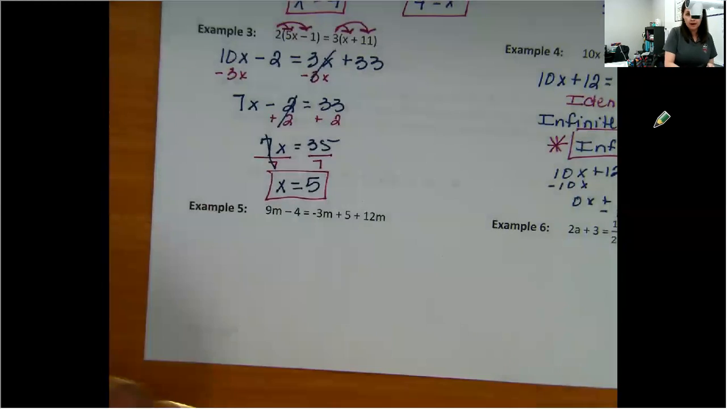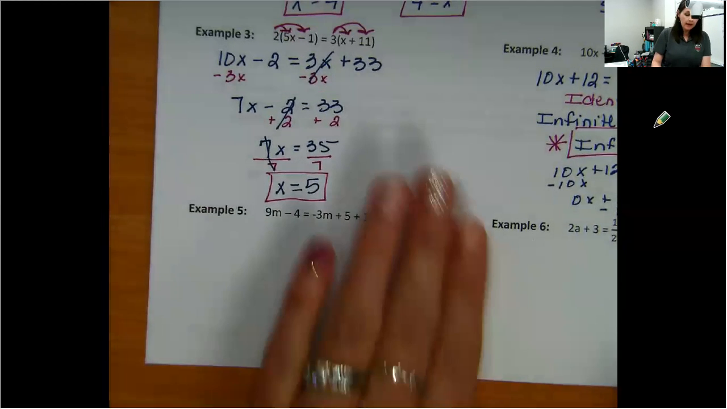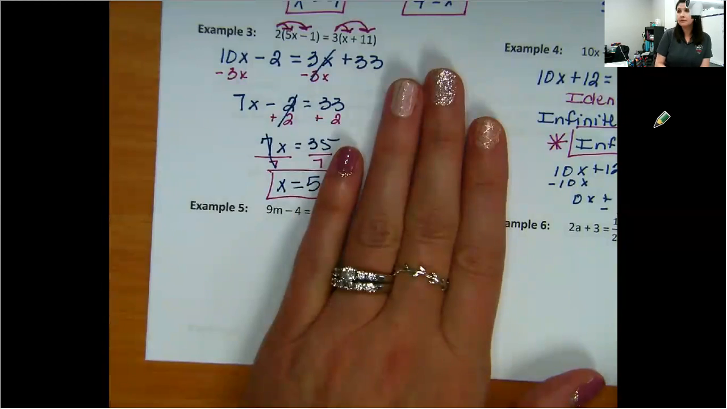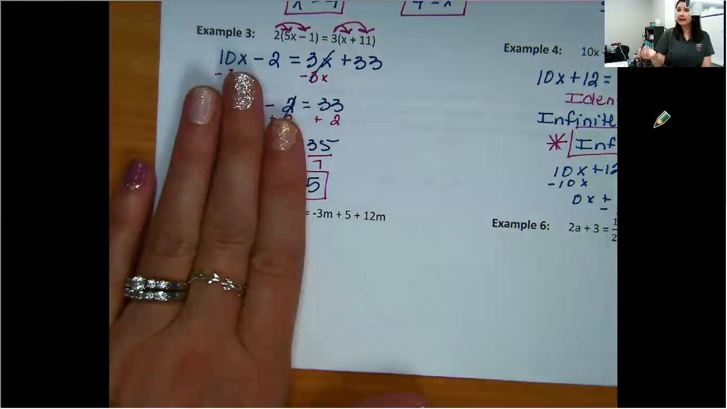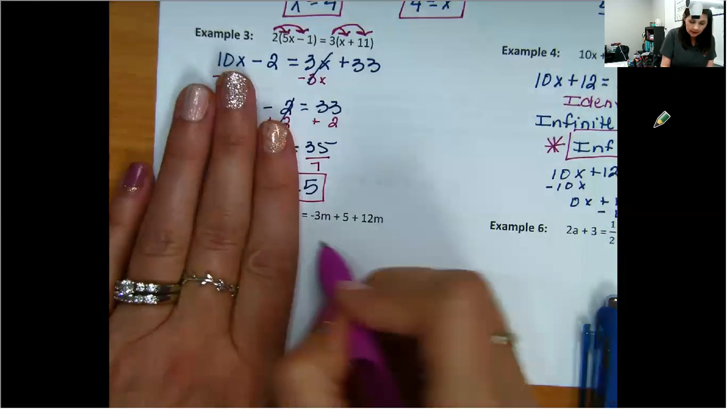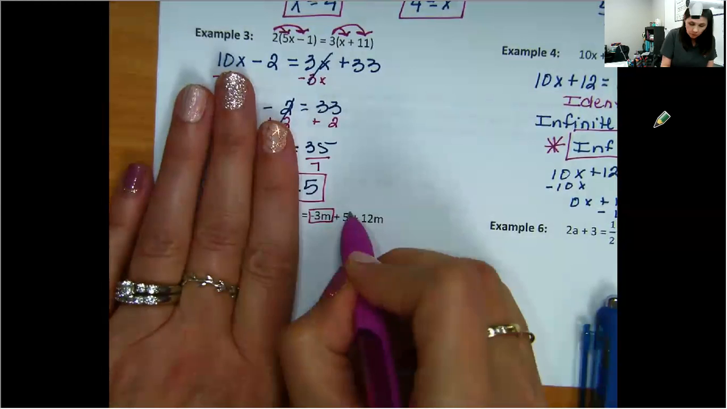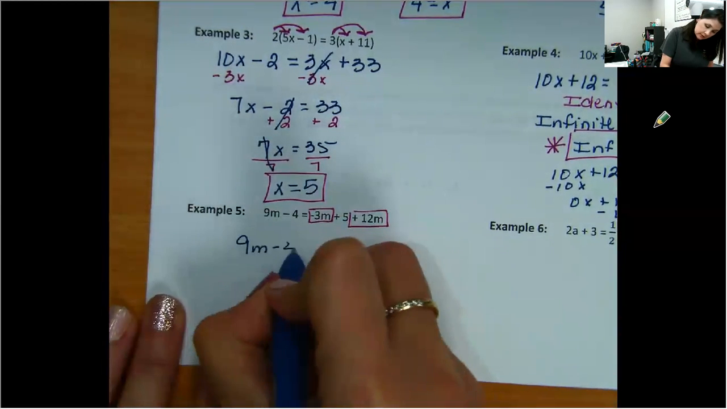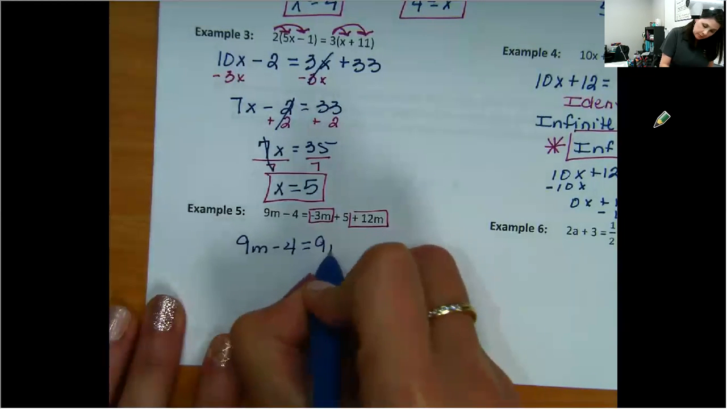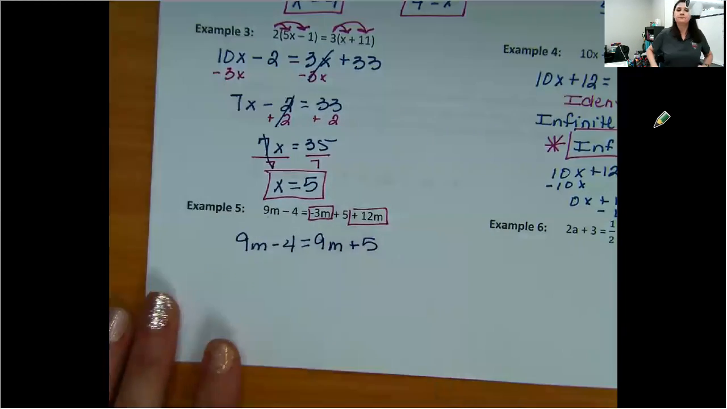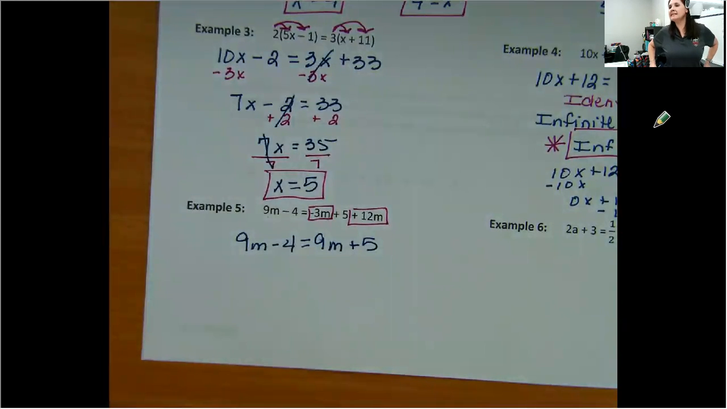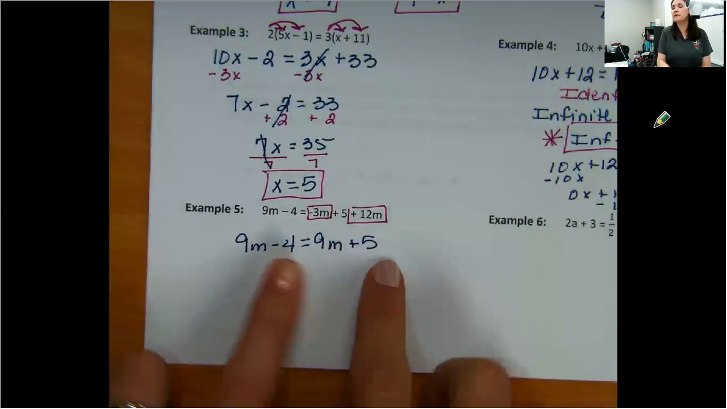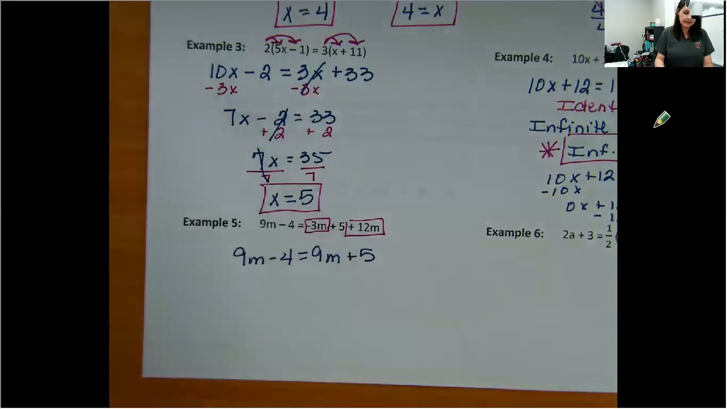Now let's go to example 5. We have 9m minus 4 on the left. We can't combine it with any terms. So we look at the right. We can combine terms. We have a negative 3m plus a 12m. So let's go ahead and combine those. We have 9m minus 4 on the left and 9m plus 5 on the right. Is that an identity? No, because we have a negative 4 on this side and a positive 5 on this side. So we're not at an identity yet.